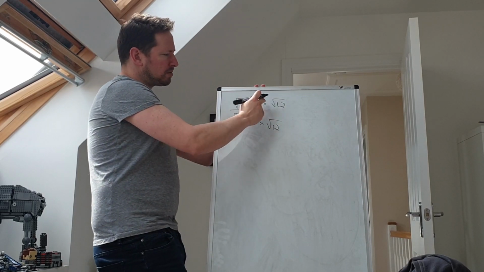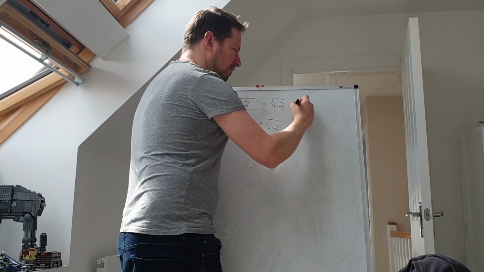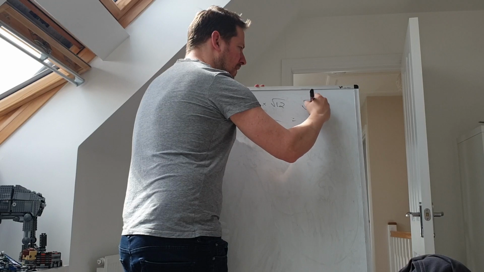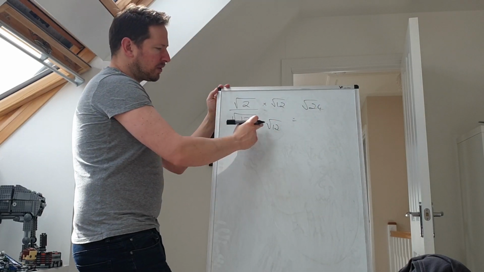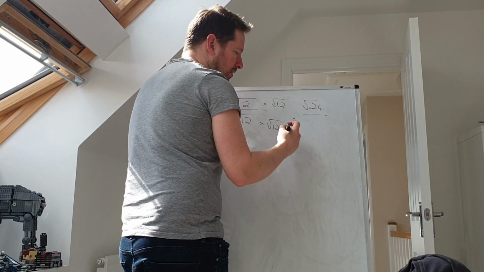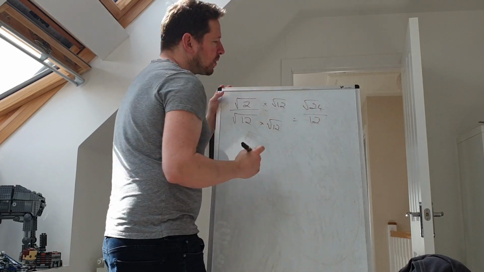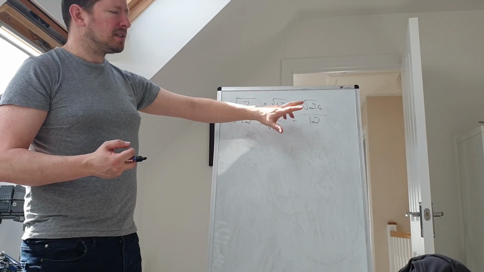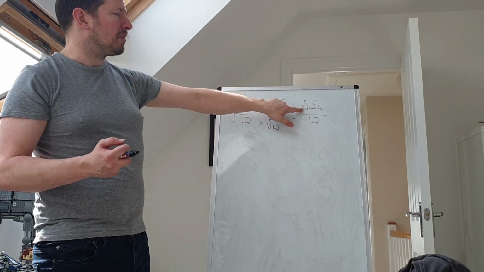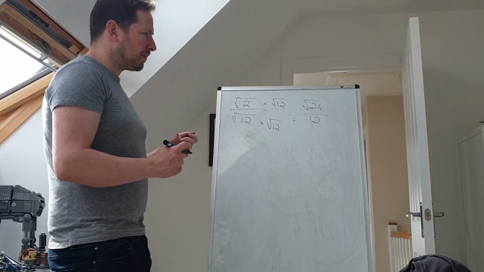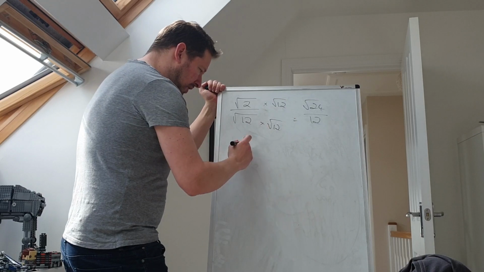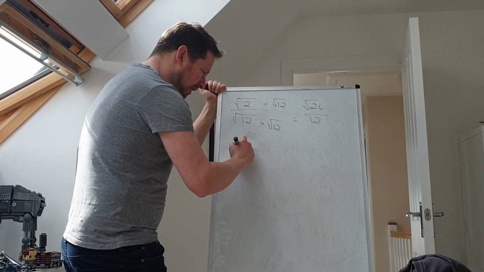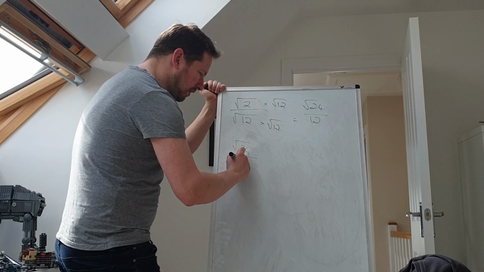So the square root of 2 times the square root of 12 is going to be the square root of 24. The square root of 12 times the square root of 12 is the square root of 144, or just 12. The square root of 24 over 12. However, this isn't as simple as it can get, because we can simplify the square root of 24. So I can say, if I write that out again, square root of 24 over 12.